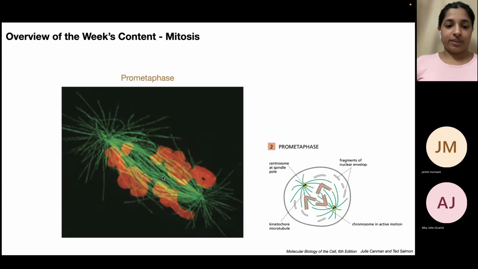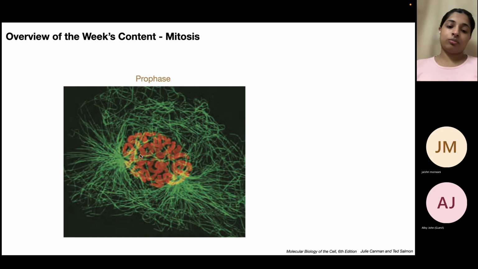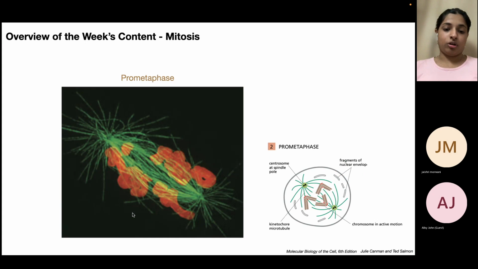Next phase is the prometaphase, and here is where the nuclear envelope actually starts breaking down. So what was initially like a boundary within which all the chromosomes were present, herein we can see that this boundary is lost and the chromosomes are just present all over the cell. But in this stage, there is a very clear formation of the centrosome, and the microtubules are already organized as the mitotic spindle. Now, in this image we cannot appreciate it, but the microtubules are already attached to the chromosomes.